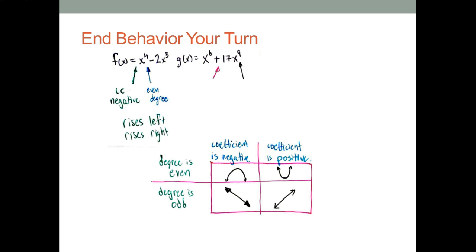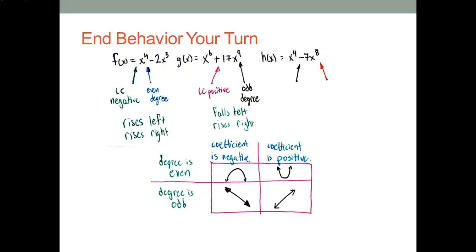And then for g of x, we see that we're looking at 17x to the 9th. So the leading coefficient is positive and the degree is odd. So if the leading coefficient is positive and the degree is odd, it puts us right here. So it falls to the left and rises to the right. Excellent.